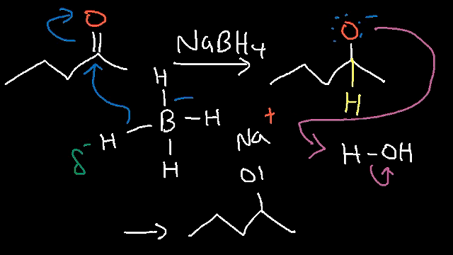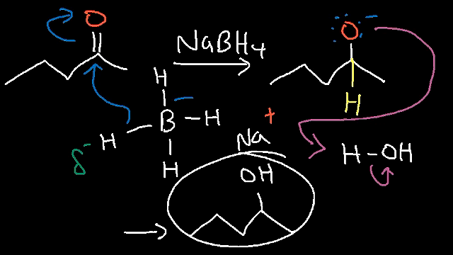And so this will give us a secondary alcohol. Lithium aluminum hydride works the same way. Sodium borohydride is used to reduce aldehydes and ketones. It could even reduce acid chlorides. But to reduce an ester, you need to use lithium aluminum hydride, LiAlH4.